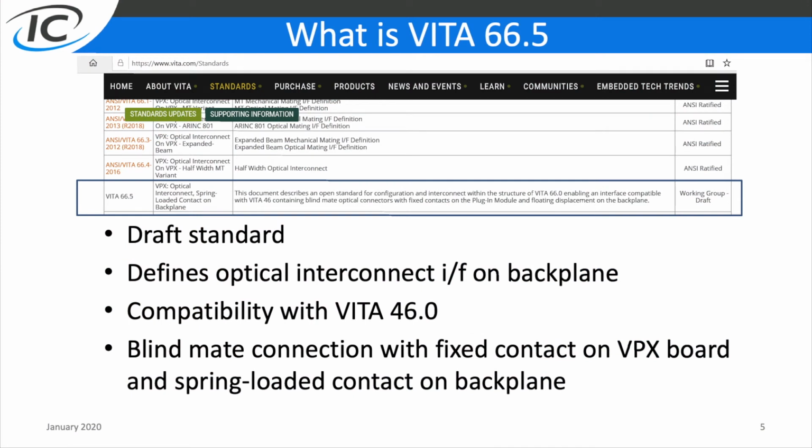So what is VITA 66.5? VITA 66.5 is a standard developed by the VITA Standard Organization. It is in a draft stage right now. It is compatible with VITA 46 VPX. It implements a blind mate connection with fixed contact on the VPX board and a spring-loaded contact on the backplane.